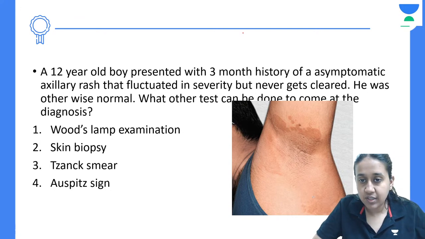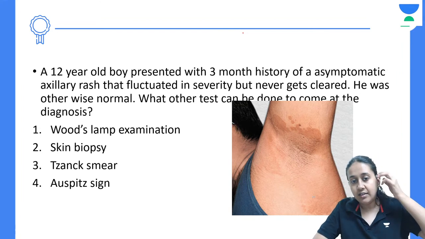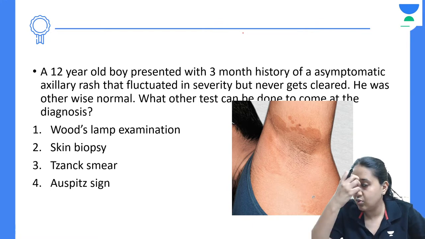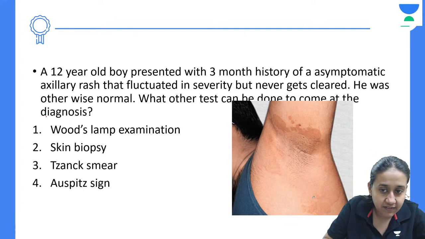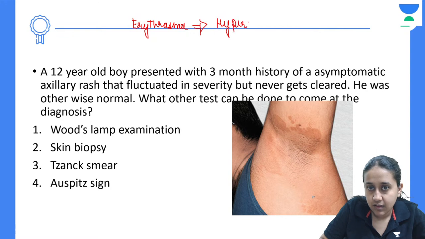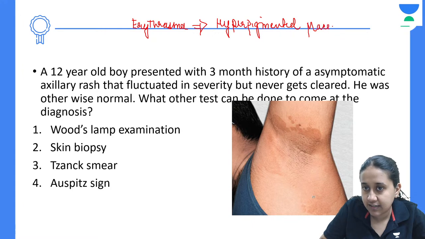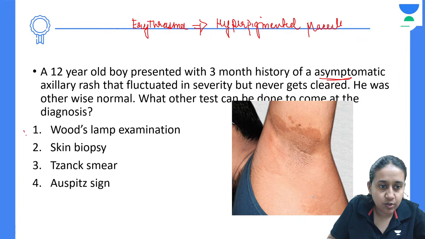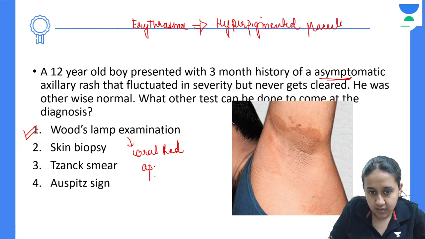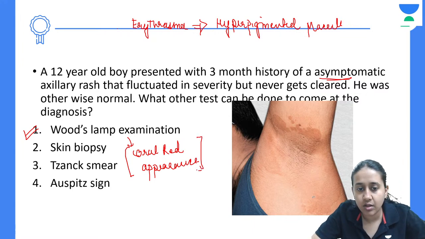A 12-year-old boy presented with a 3-month history of asymptomatic axillary rash that fluctuated in severity but never got clear. He was otherwise normal. What other test can be done to diagnose this patient? This is a very classical example of erythrasma. It's a hyperpigmented plaque. We have a hyperpigmented macule in the axilla, which is asymptomatic. For erythrasma, you will do a Wood's lamp to look for coral red appearance.